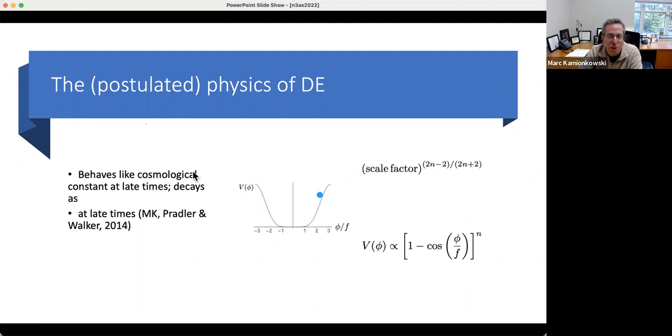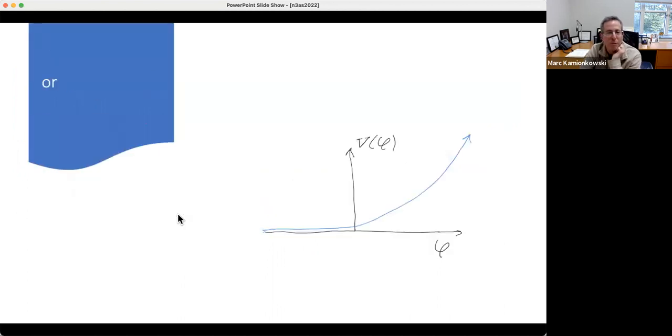And if you have such a potential, it behaves like a cosmological constant at early times. The field is frozen here, and at late times, it starts to oscillate and then decays away as the scale factor to the power of 2n minus 2 divided by 2n plus 2. And if n is 2 or greater, then this is faster than radiation. And it's based on some string Axiverse ideas that we had presented in an earlier paper.